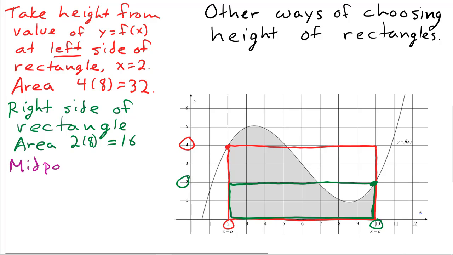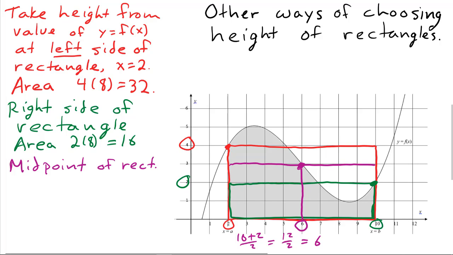The third thing that is commonly done is to take the height from the middle of the rectangle. So we need to know what's midway between 2 and 10. One way to get that is to average them. Add them together, divide by 2, and we find out the middle of the rectangle is at x equals 6. And at x equals 6, we find what the height of the curve is. It's about 3. And that gives us a rectangle with a height of 3 and a width of 8. And so that rectangle has an area of 24.